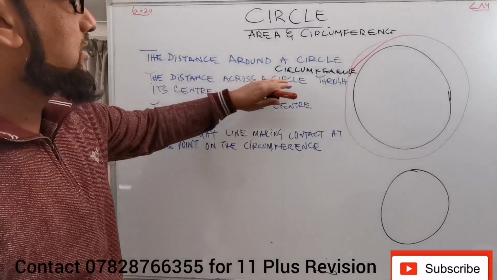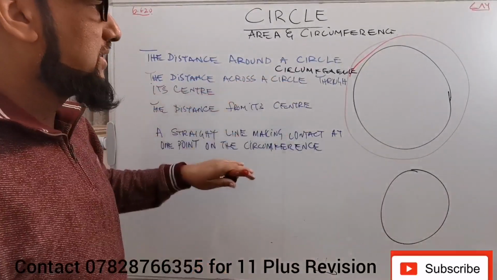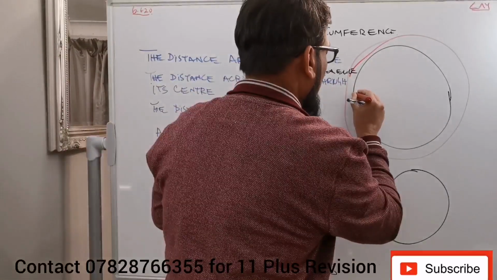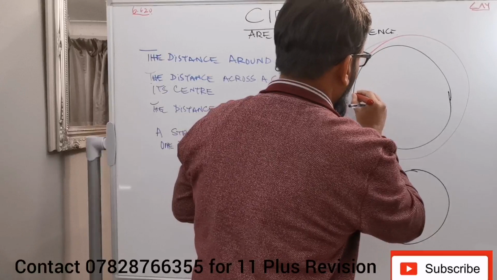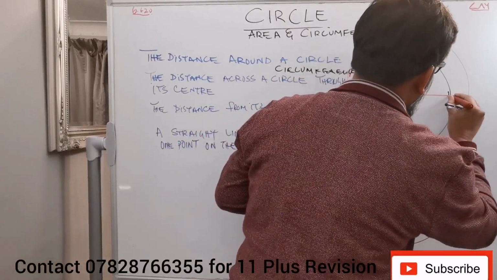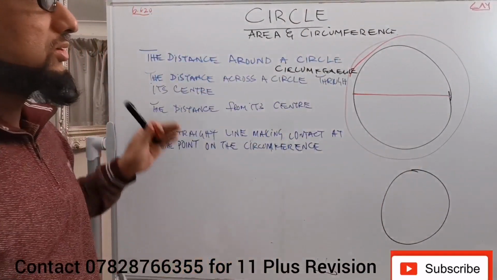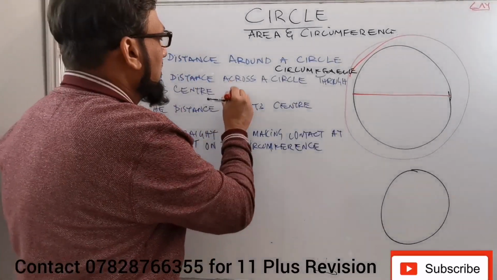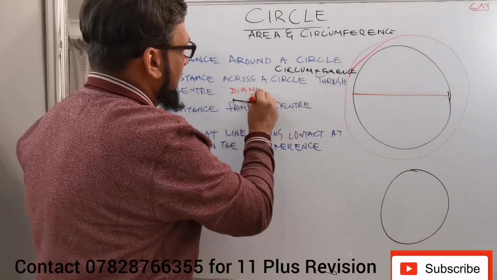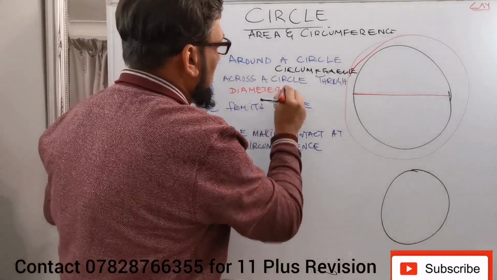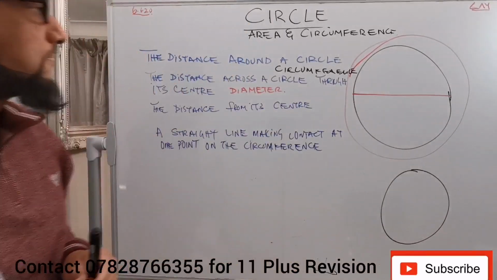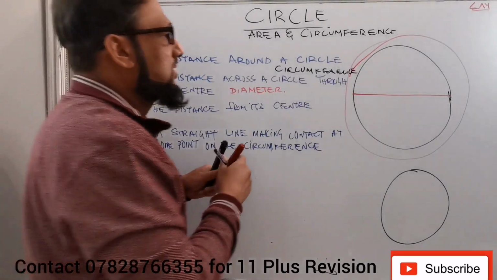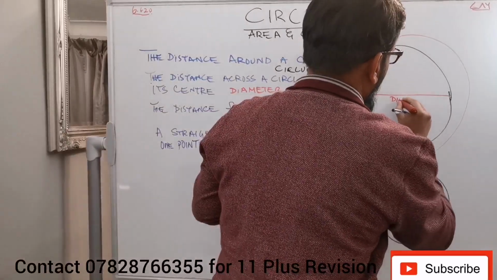The distance across a circle through its center. It means the distance from one point to another point across the circle. This is called diameter.